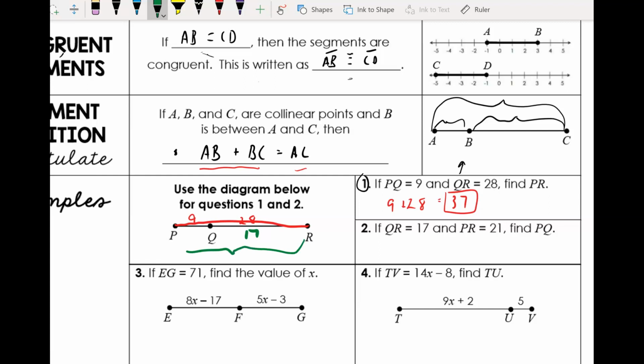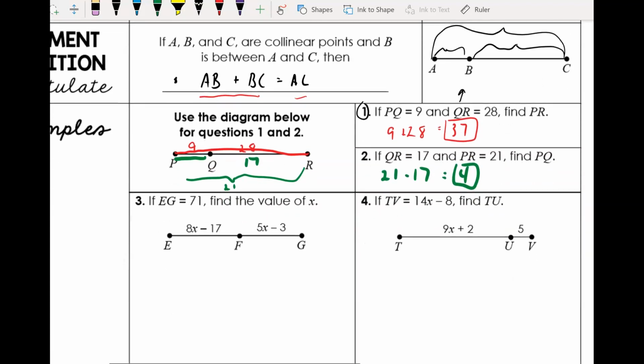We aren't always just going to add the two numbers together. In this case, we're looking for PQ, so we have to subtract 17 from 21 to get that. So in this case, it's subtraction: 21 minus 17, which is 4. So it really helps if you draw it out, if you label the diagram, so you can see whether you're adding or subtracting. Okay, let's look at an example with variables.